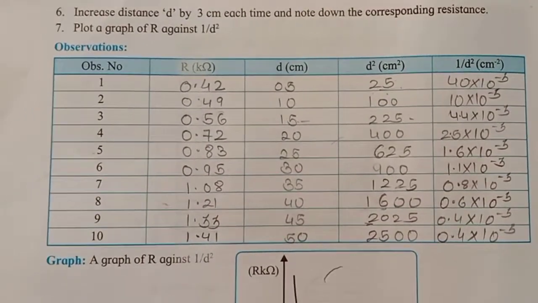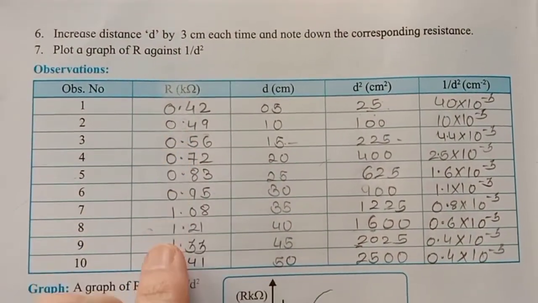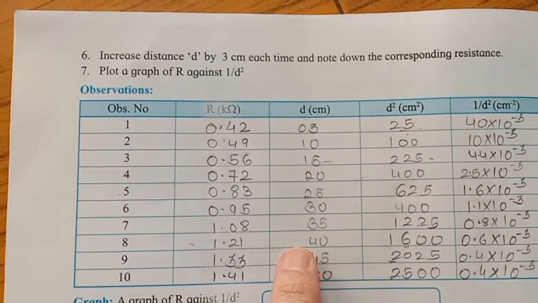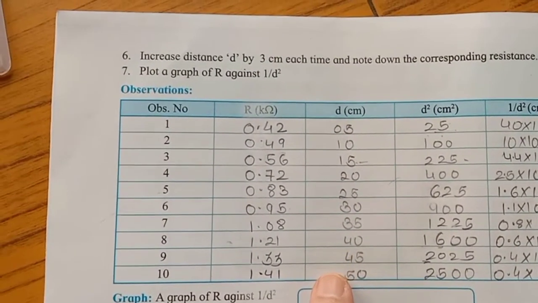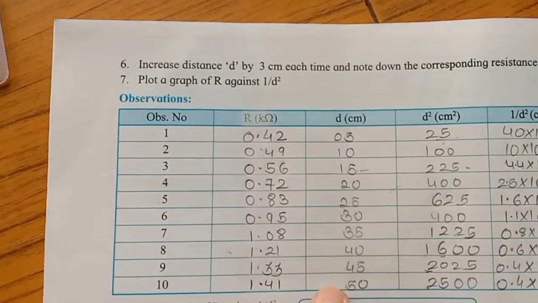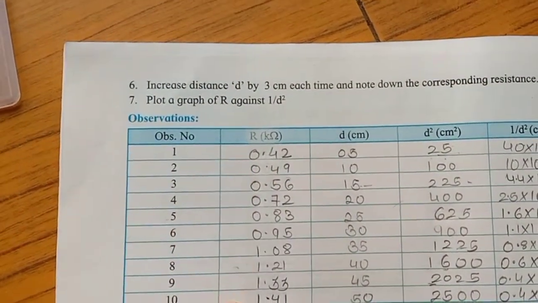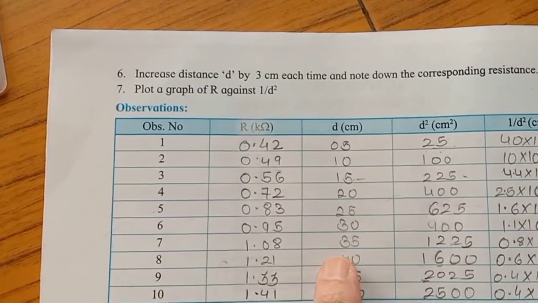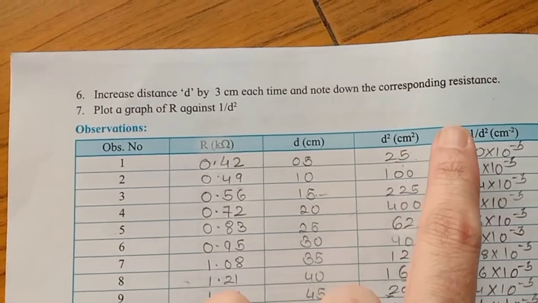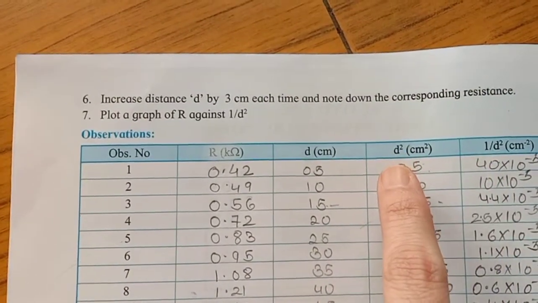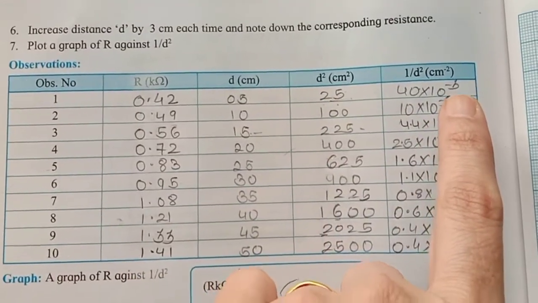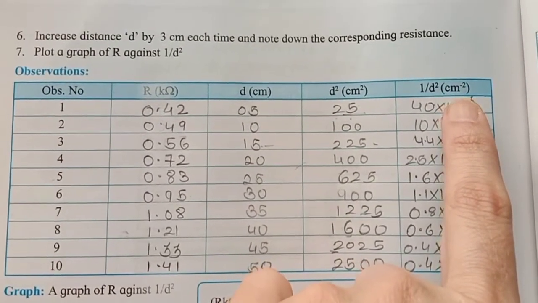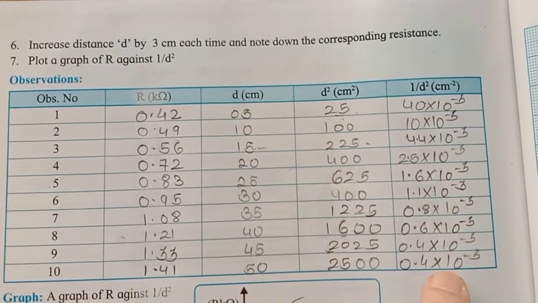So we have calculated the resistance value for varying the distance between the source and the LDR. It is found that as the distance increases, resistance also increases. Then we have calculated the square of this distance, and then we have found the reciprocal of this d square, and we'll try to get the values of 1 upon d square in the same power of 10.